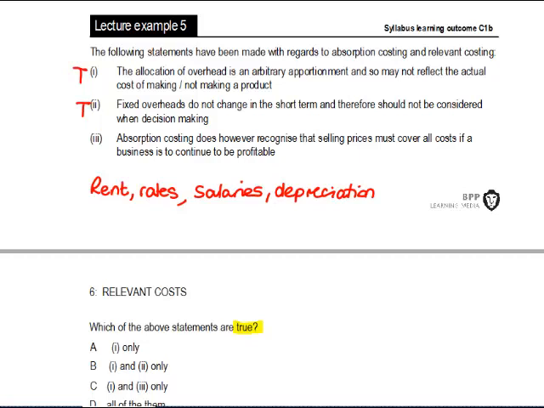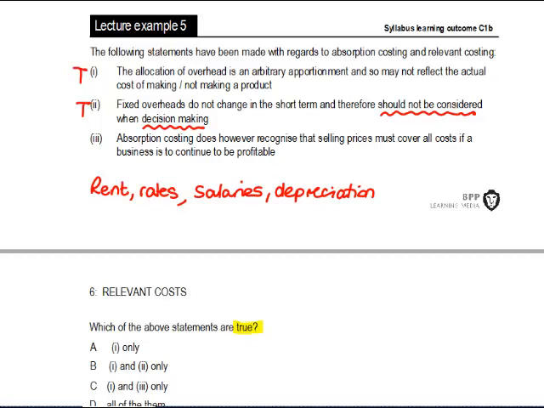So any decision making that we do regarding whether to accept or reject a contract, or whether to make or buy a particular component, for example, then we can't actually affect those different costs in the short term. So it's absolutely right that we shouldn't be considering those when we're actually making our short-term decisions. However, in the long term, these things are able to be affected.